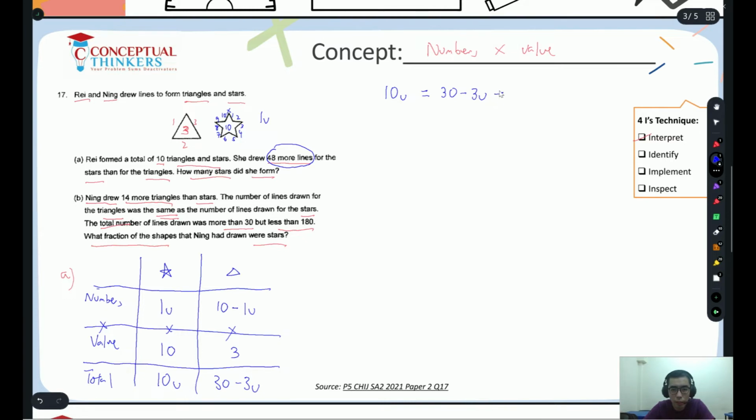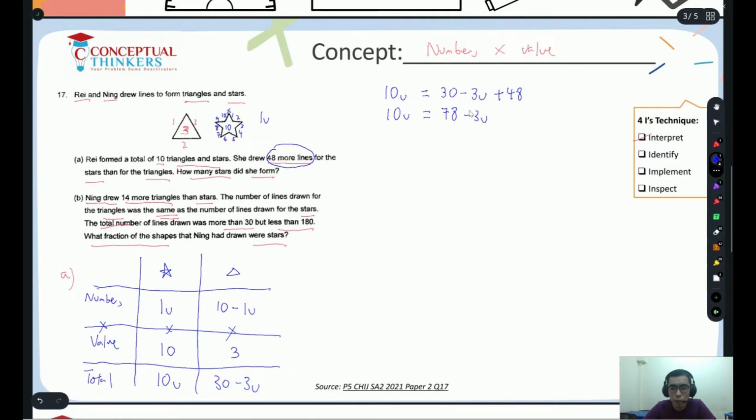Then we have to add in 48 here. Now this will be the number of lines to form all the stars. Now 30 minus away 3u, this will be the number of lines to form all the triangles, but it will not be equal because there will be 48 more lines for the star than the triangle. So in order to make it equal, I have to introduce an additional 48 to the triangle side. Here let's simplify. We're going to get 10u is equal to 30 plus 48, which gives me 78, minus away 3u.